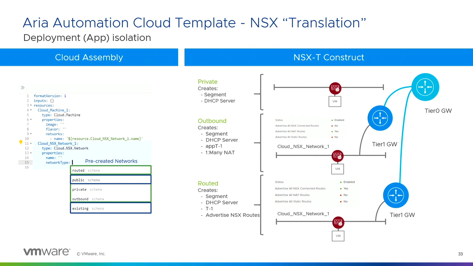We support multiple kinds of networks. Let's say private, which is just a DHCP server, but not connected to any tier 1, just isolated. Outbound, which is going to create a source NAT. It means that all the outbound traffic will be allowed, and we will source NAT the traffic going outbound. Or routed, which is very similar, but basically we don't create the NAT rule, okay? It's going to be routed.